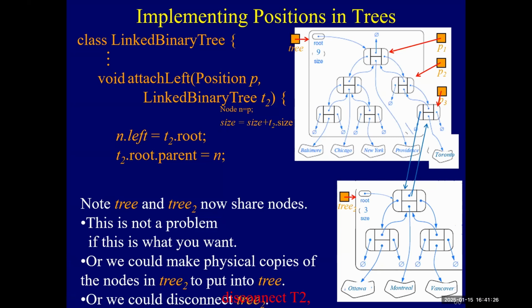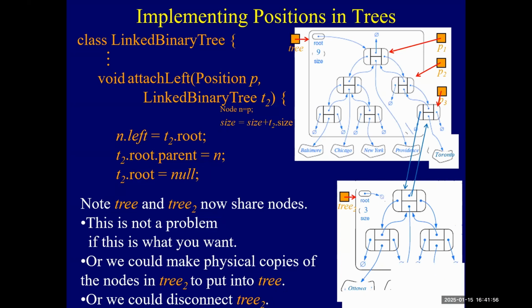Or we could disconnect tree 2, right? So here, we're going with the option that this routine we're writing is going to say, I'm now going to destroy your T2, because we don't want nodes appearing in two places. So we say T2.root is null, right? So if anybody then looks into T2, it doesn't have any node. Oh, and we probably should say size is 0.